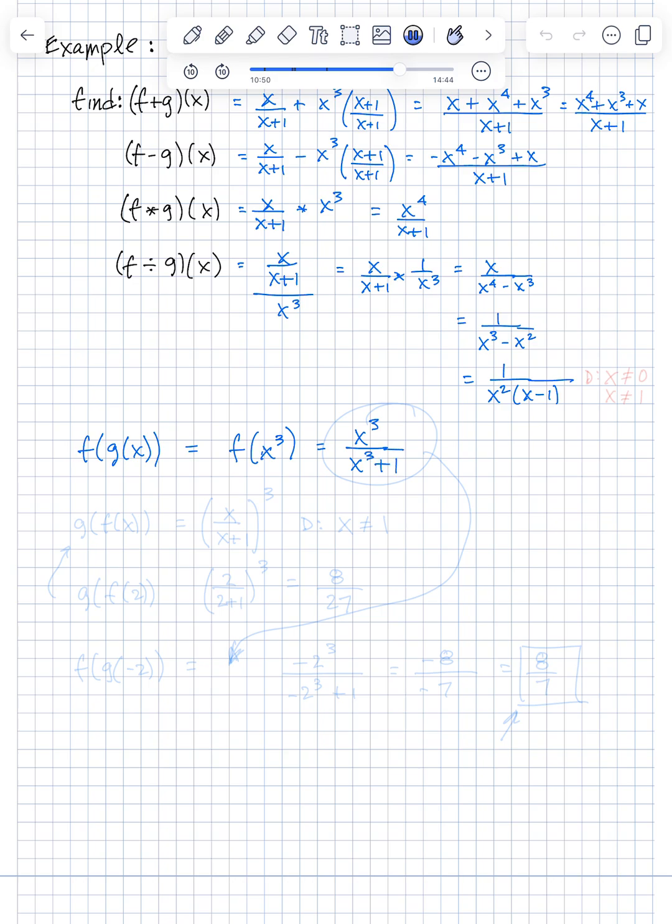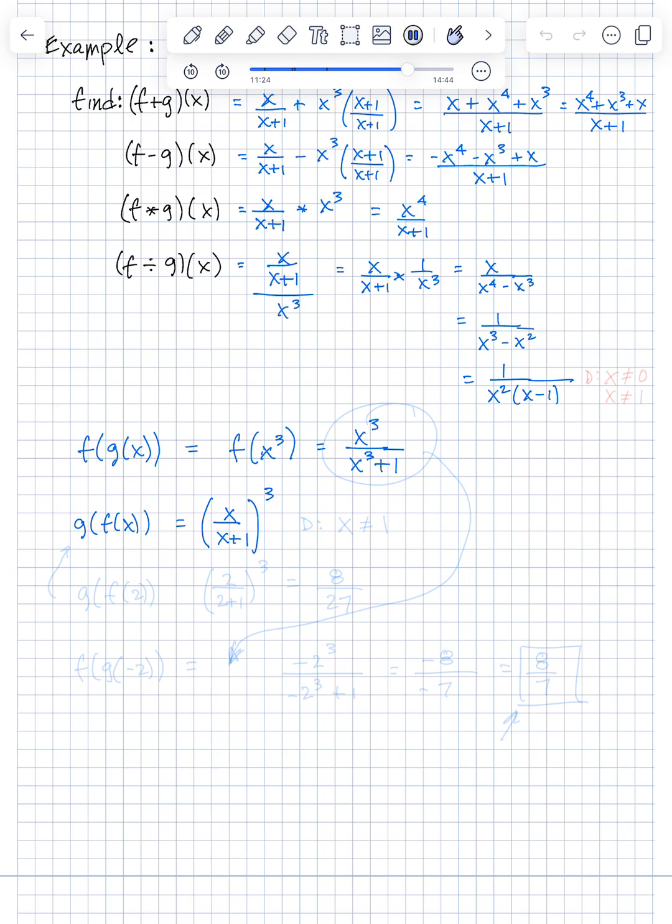All right. What about, let's do g of f of x. So we take our f of x, which is the x over x plus 1, and we do whatever we do to the x in g of x, and that is cubing it, so we cube the whole thing.